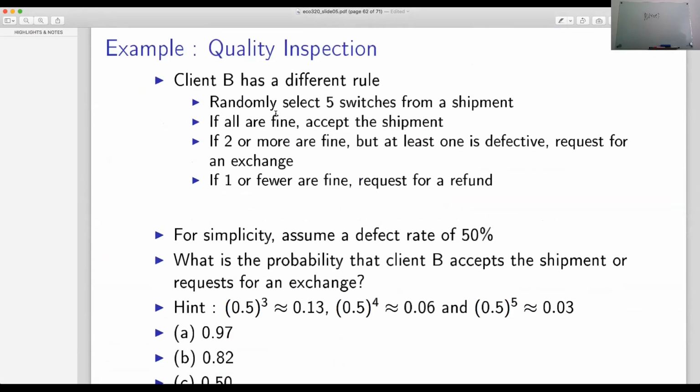So this is another question. Client B has a different rule. Randomly select 5 switches, and if all are fine, accept. If 2 or more are fine but at least one is defective, request an exchange, and if 1 or fewer are fine, request a refund.